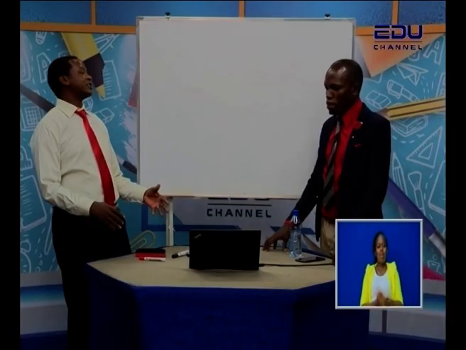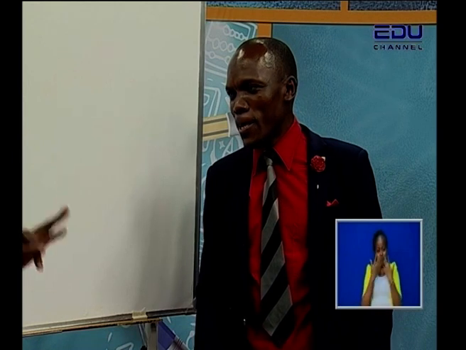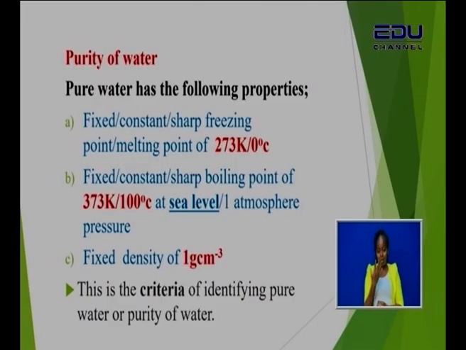How do we know this is pure water? That's another thing I wanted to ask you. Because sometimes you just look at water and you see it's clean water, and I can say this is pure water. Pure water has three criteria. Three criteria for you to be able to know this is pure water. If you're given this water, you take it through the three processes.